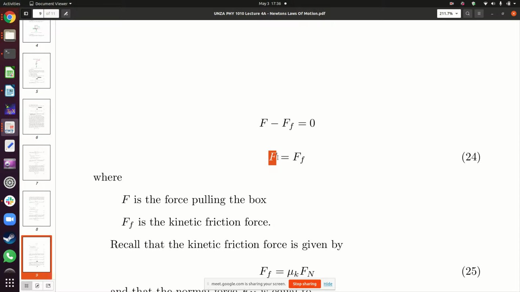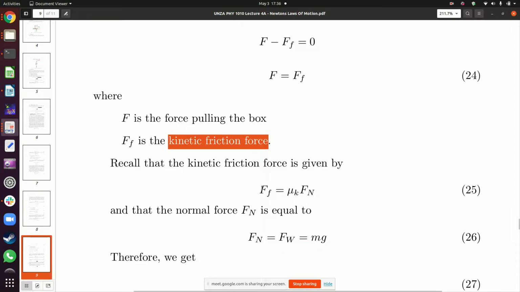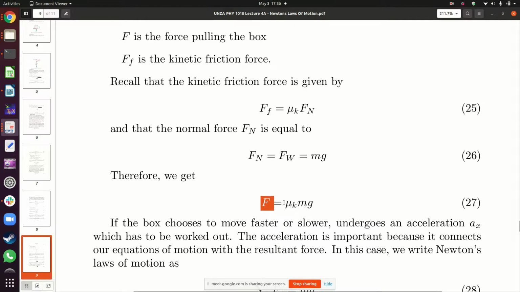But now this is a different kind of friction, because your object is now moving. The friction associated with an object in motion is what is called kinetic friction force. And that kinetic friction force, Ff, is given by the coefficient of kinetic friction multiplied by the normal force. And we have seen that the normal force is equal to the weight, which is equal to the mass of the object times g. So our friction force and our pulling force in effect will become equal to the coefficient of kinetic friction multiplied by the mass of the object times g.